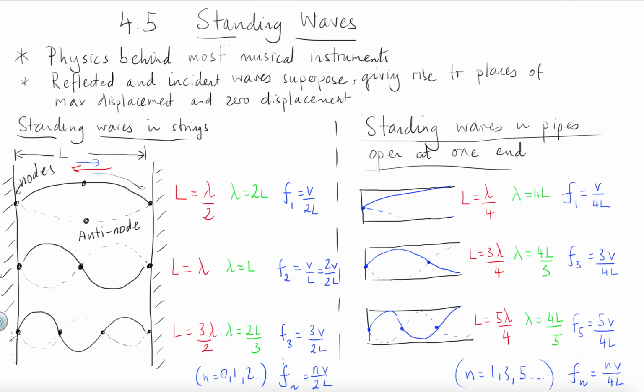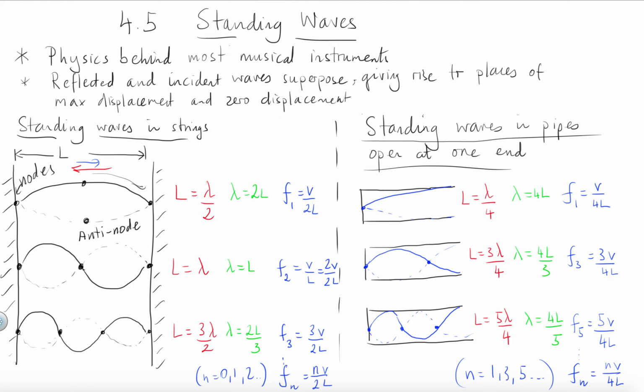The next harmonic, we can fit in one more antinode and one more node, therefore the length is equivalent to 3/2 lambda, lambda is equivalent to 2L over 3, and f3 is equal to 3v over 2L. So the pattern is, for the nth harmonic, fn is equal to nv over 2L, where n can be 1, 2 or 3.